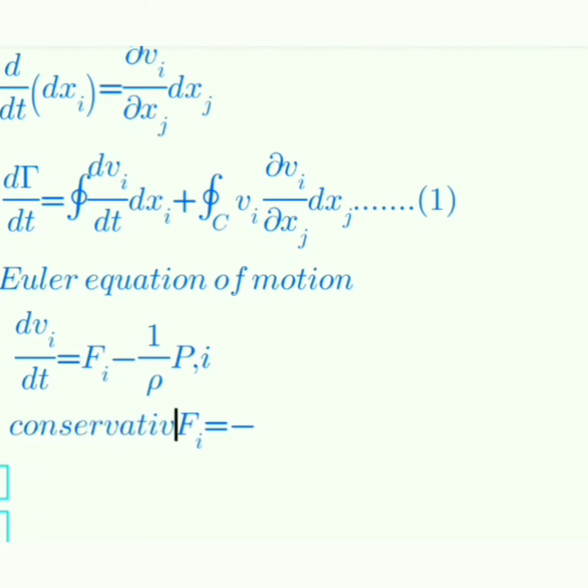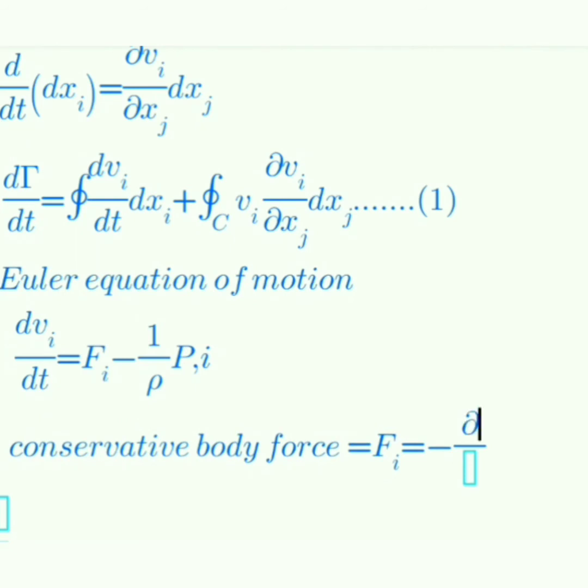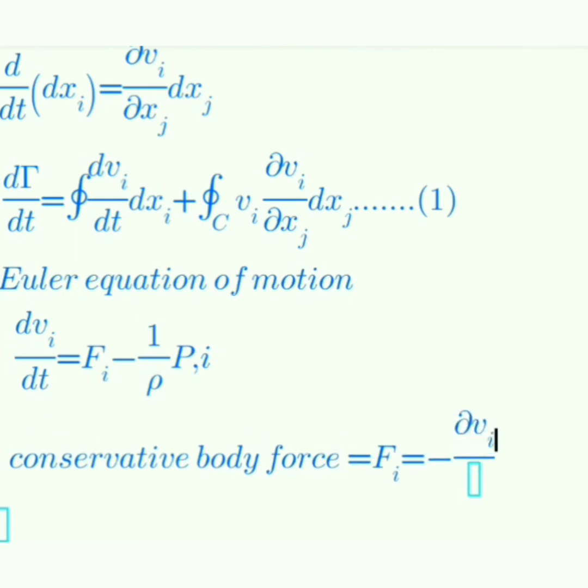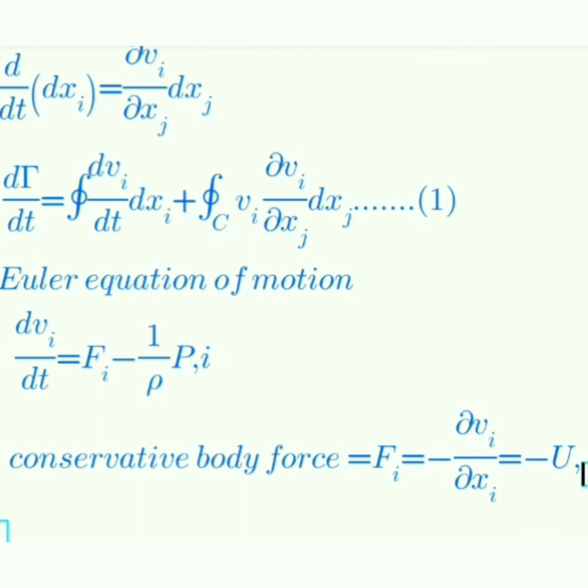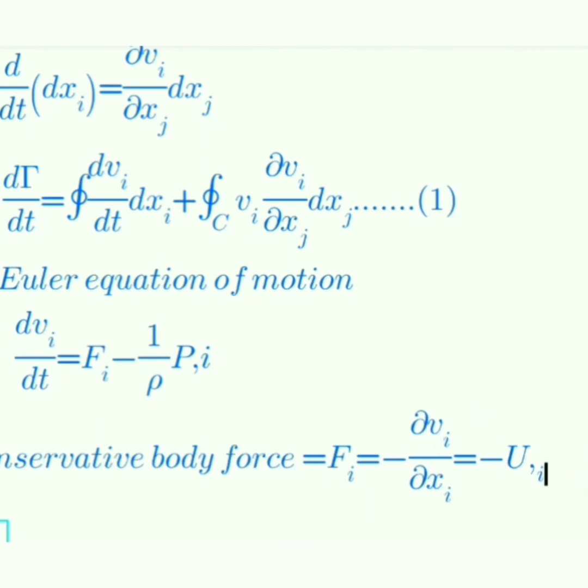Conservative body force: Fi equals minus del V divided by del xi. So minus del Vi is equal to del xi, so equals to minus capital U comma I, this value.